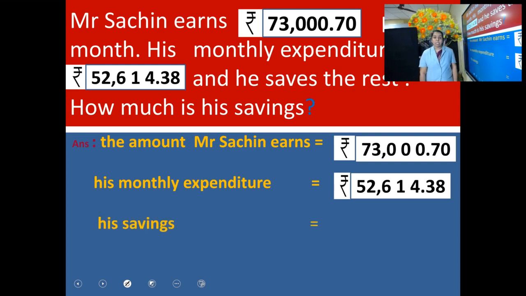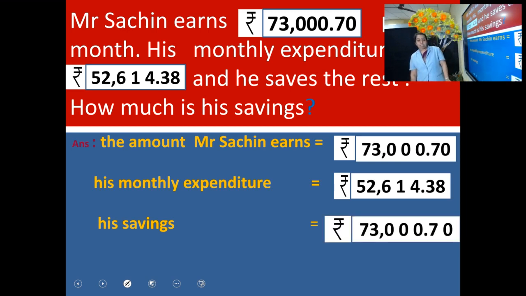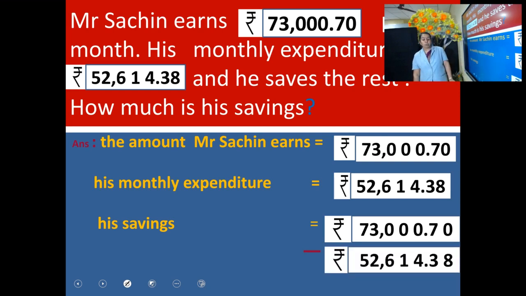Third step is savings. How do you find the savings? Do the subtraction. So which is a greater number? So rupees 73,000.70 minus expenditure rupees 52,614.38. Subtract it. Could you subtract? Yes. 0 minus 8. So 0 is smaller. You can't do it. For the subtraction, you have to borrow. So 7 becomes 6. 0 becomes 10. 10 minus 8, 2. 6 minus 3.